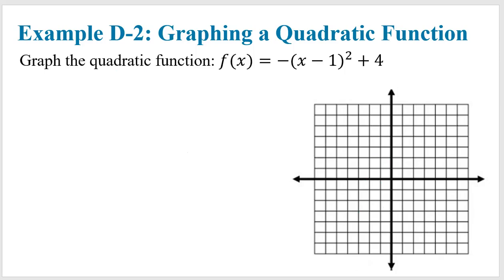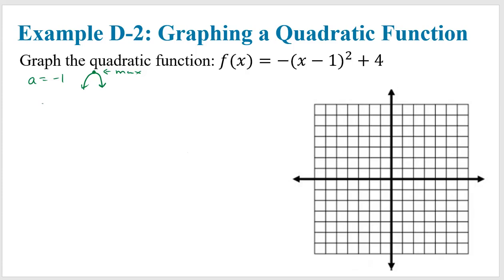All right, so here's a second example. Again, if you would like to give it a try. Okay, let's see how you did. So this one, my a value is equal to -1. So that means, again, it is pointing down. My vertex will be a maximum value.